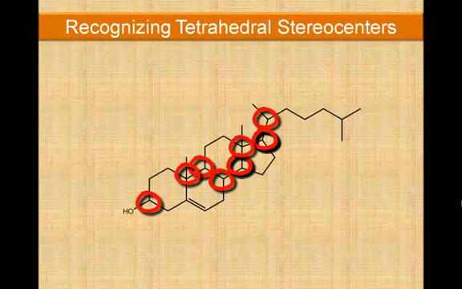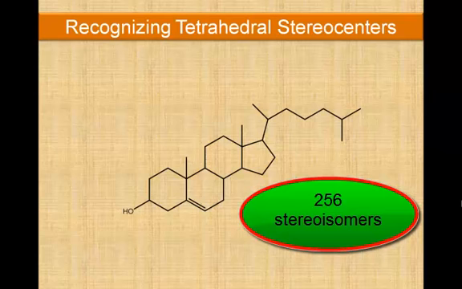So here are all your tetrahedral stereocenters. There are 8 of them. So there are 2 to the 8th possible stereoisomers for cholesterol.